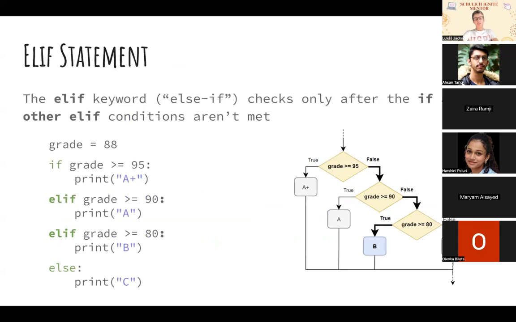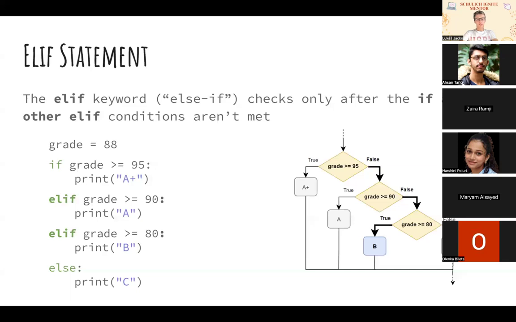Then we have elif statements. Those are something like middlemen between if and else. They will only trigger when the if statement is not true and the elif statement is true. If some elif statement was matched, all the subsequent elif statements will be skipped.